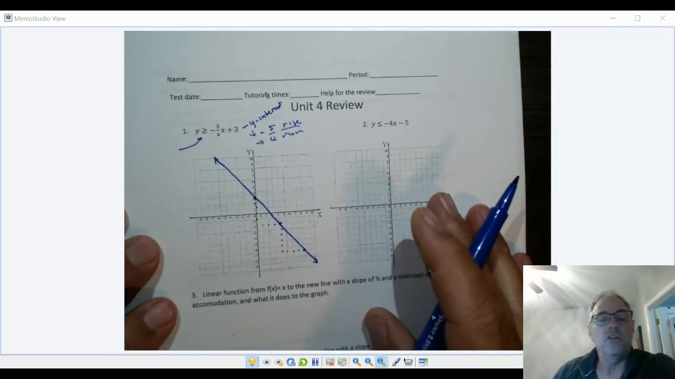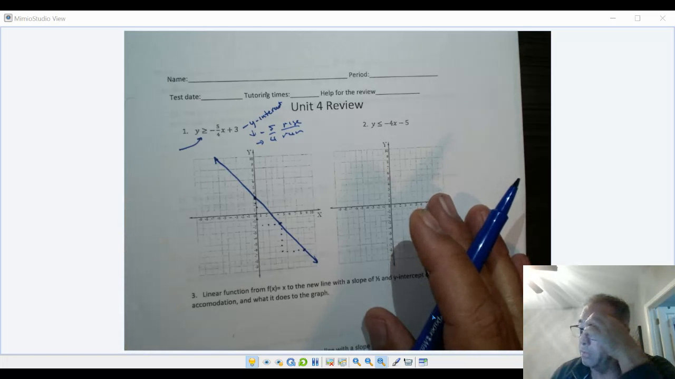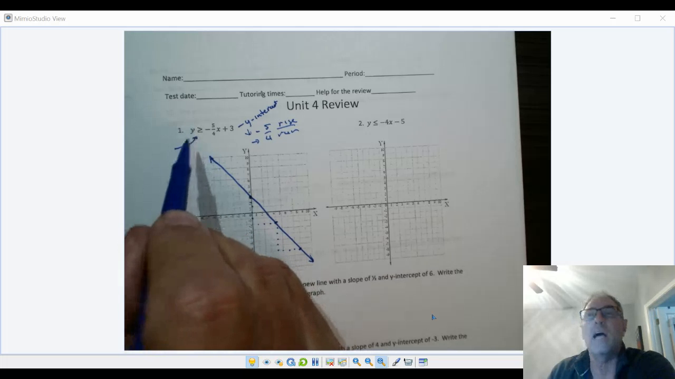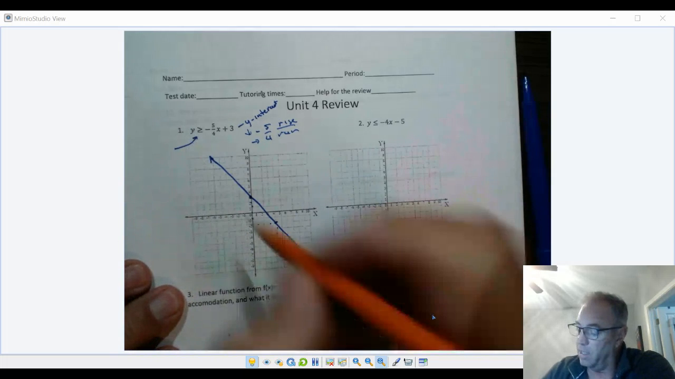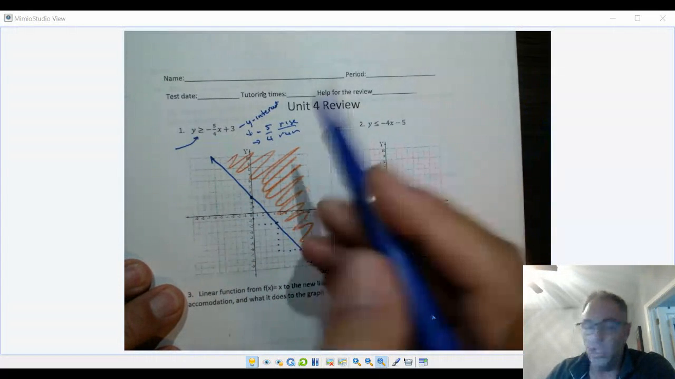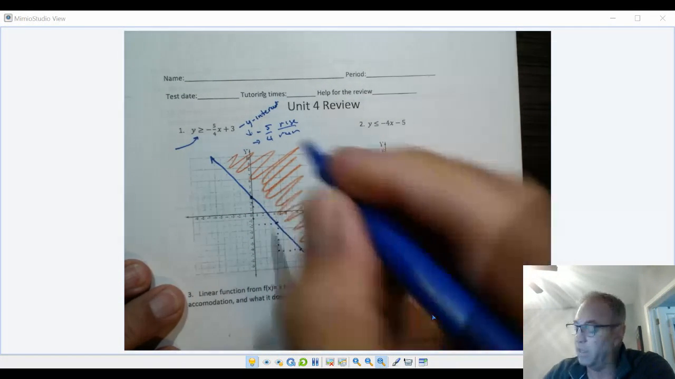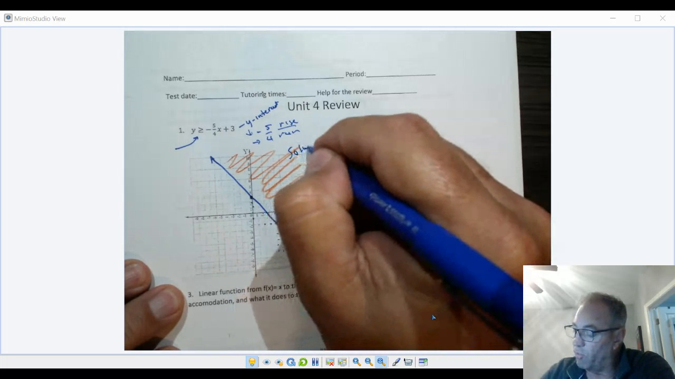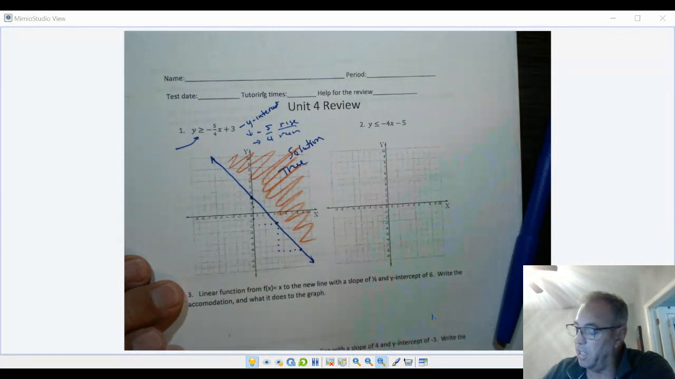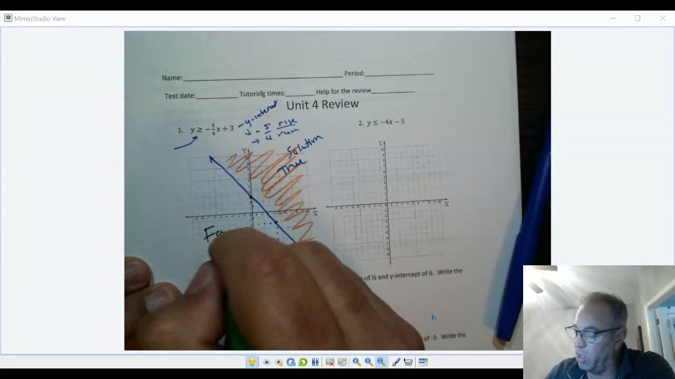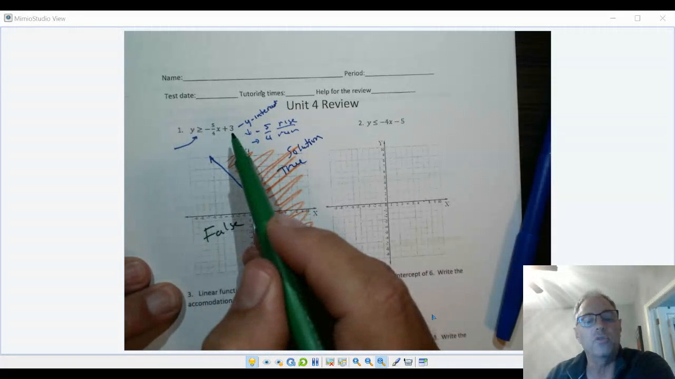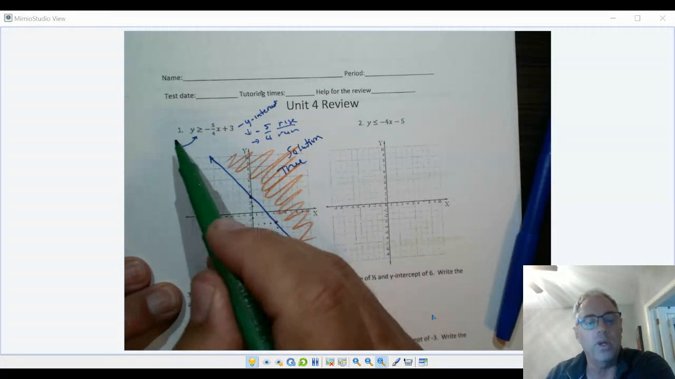Now we've got to determine if we're going to shade the top or the bottom. The way you do it is look at the inequality. That is greater than, and greater means higher, so I'm going to shade above the line. What this means is that any point you pick in this shaded area is the solution. We call it the true side. The side that's not shaded is the false side. Any point you pick in the shaded area will still make the statement true.